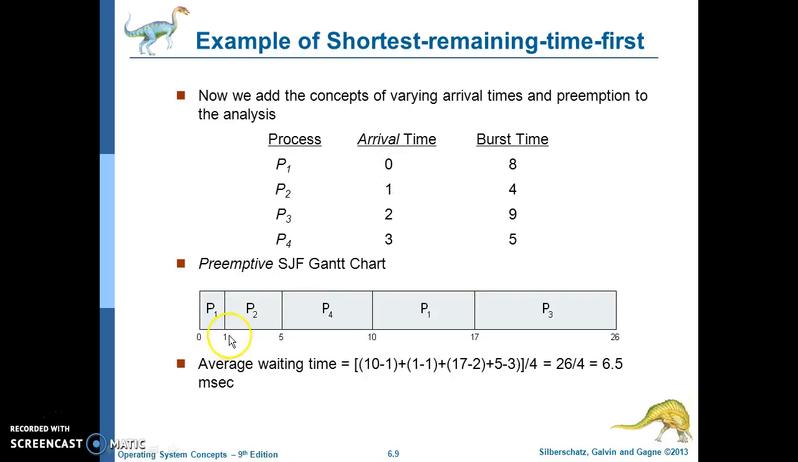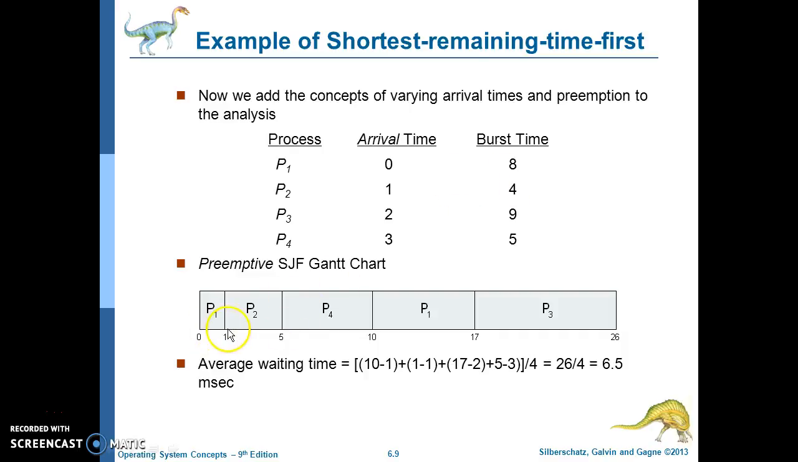Then at the end of the first millisecond, P2 arrives, which has a burst time of 4 milliseconds. Now, should P1 be preempted? Yes, P1 has to be preempted. The reason is P2, which arrives at time 1, has a burst time of 4 milliseconds. This is less than P1.